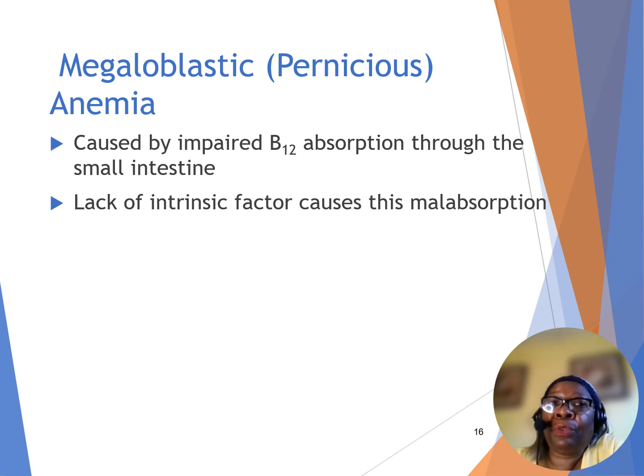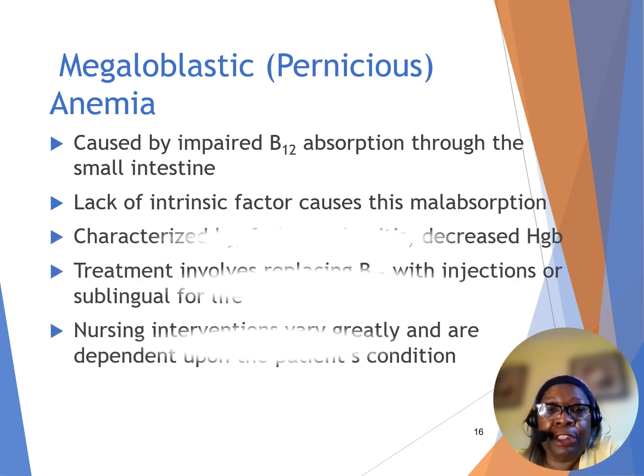So the treatment is going to be what? How do we get B12 into these patients? It's going to be by injection, right? They're going to have to take B12 injections for life or sublingual. Okay, so now let's look at some of these signs and symptoms of pernicious anemia.